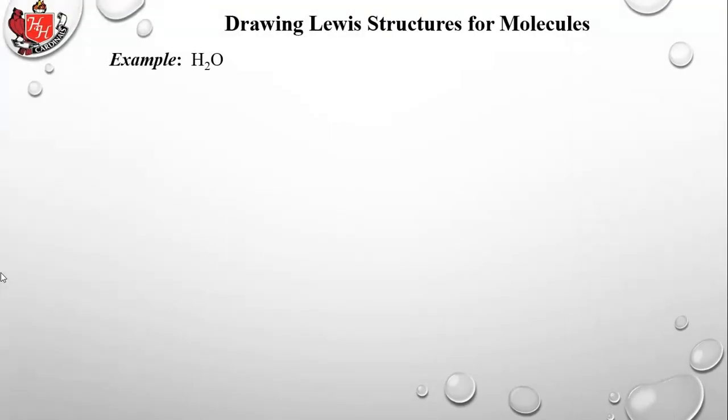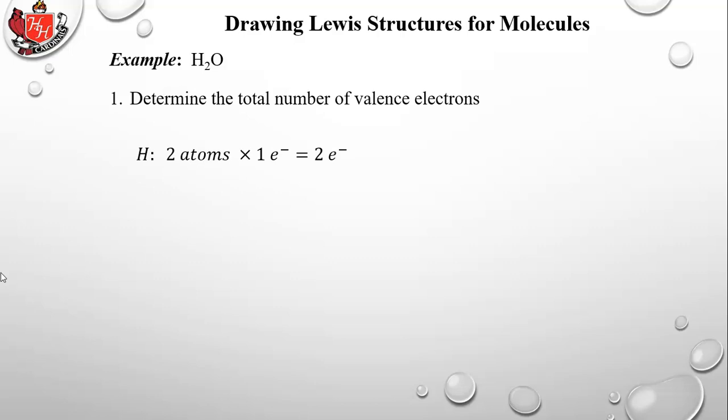So we're going to start with water, H2O. So rule 1, determine the total number of valence electrons. So hydrogen, there are two atoms, and each hydrogen has one valence electron, the electron in its first orbital. That's a total of 2 electrons. Oxygen, there's one atom, and it has 6 valence electrons.